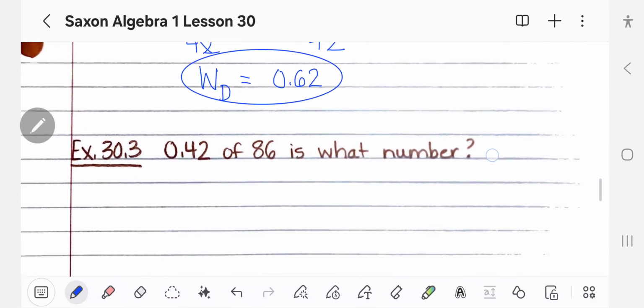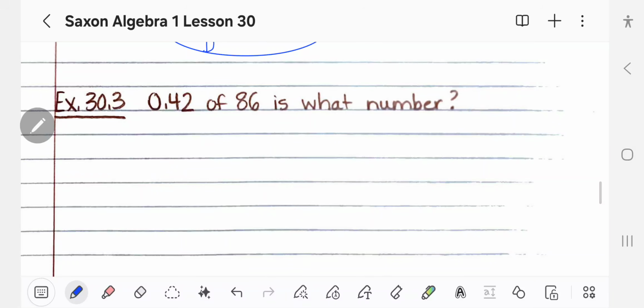All right, let's look at 30.3. 42 hundredths of 86 is what number? Again, this is a little bit less than 0.5, isn't it? And 0.5 of this would be 43. So I would say it's going to have to be less than 43. So if we get 1,000, we know we messed up, right? That's a good reason to just check it mentally. Know what you're expecting. So let's turn this into an algebraic equation. 0.42 of would be multiply 86 is equal what number?